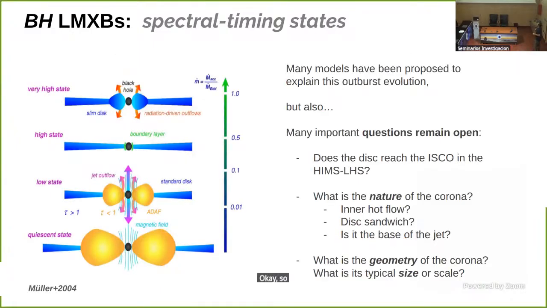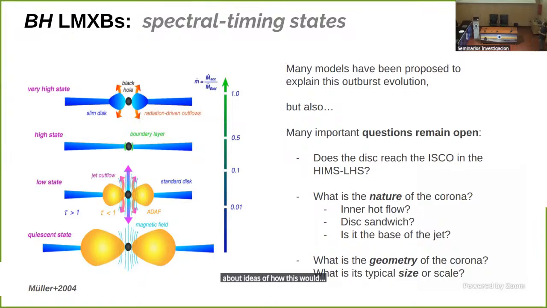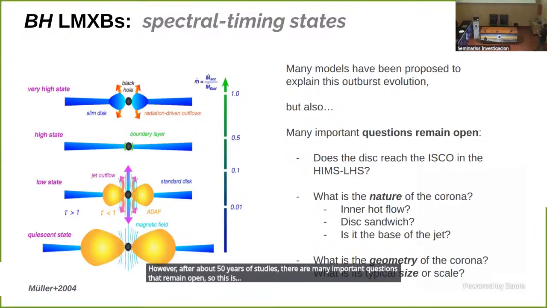Okay, so through the history, once this HID diagram was made, and once a lot of sources started to populate it and show the same shape, many people started to work on ideas of what was the mechanism behind this evolution. And there are many ideas floating around in the literature. However, after about 50 years of studies, there are many important questions that remain open. So this is an important message.